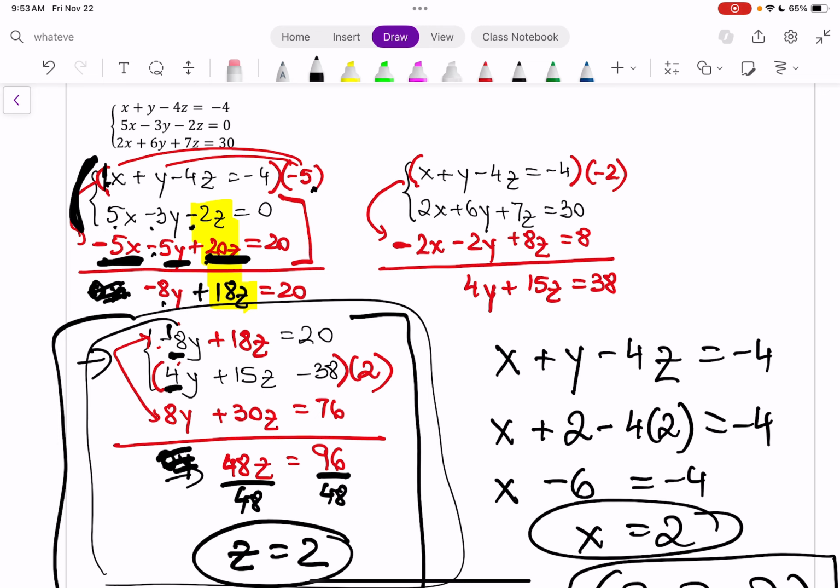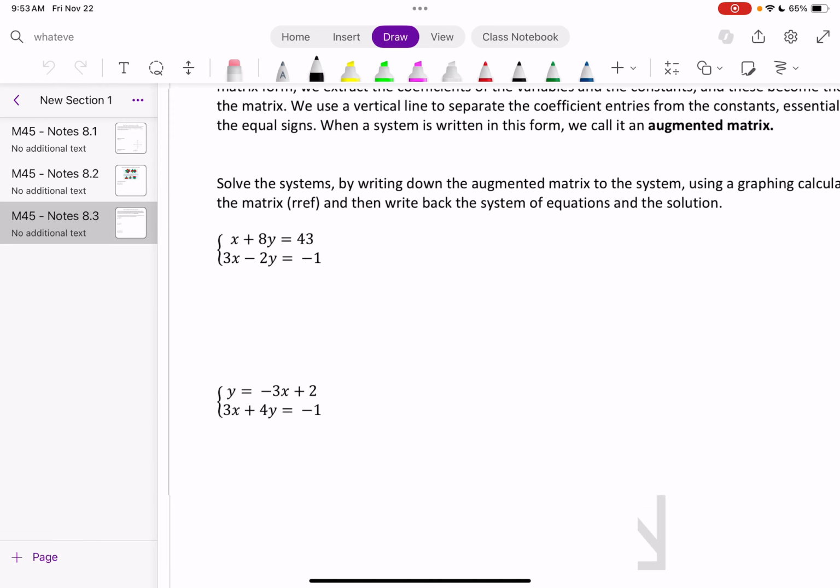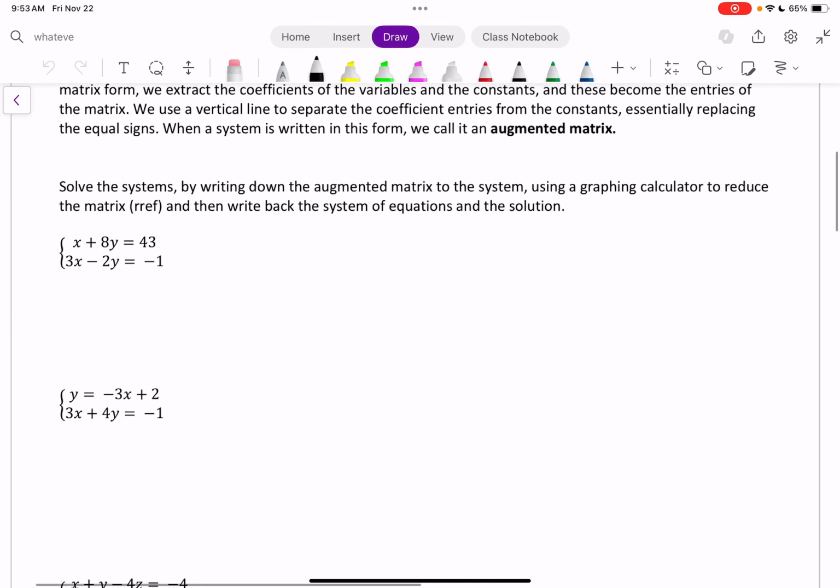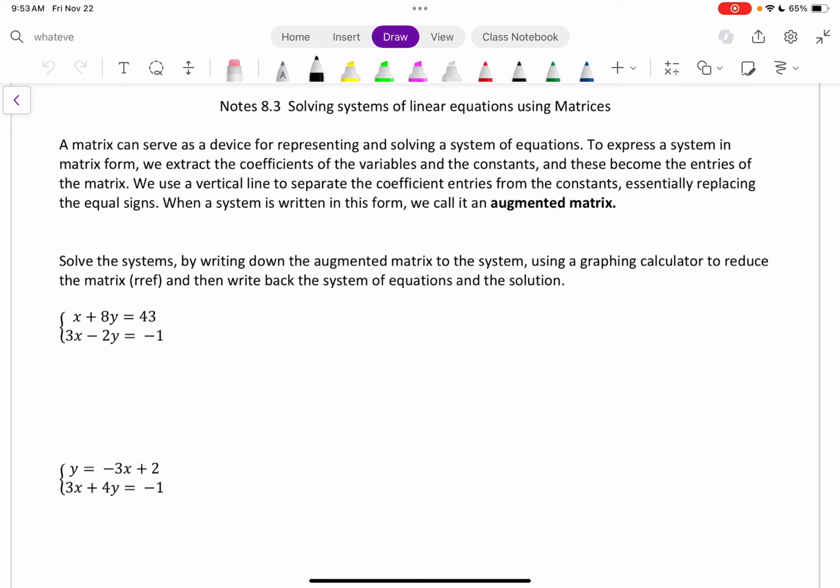So one method that would allow us not to have to keep writing the x's, keep writing the y's, are the matrices. So a matrix can serve as a device for representing and solving a system of equations. Okay, so what we do is we extract the coefficients of the variables and the constants. By constants, I mean the 43 and the -1, right? And these become the entries of a matrix.